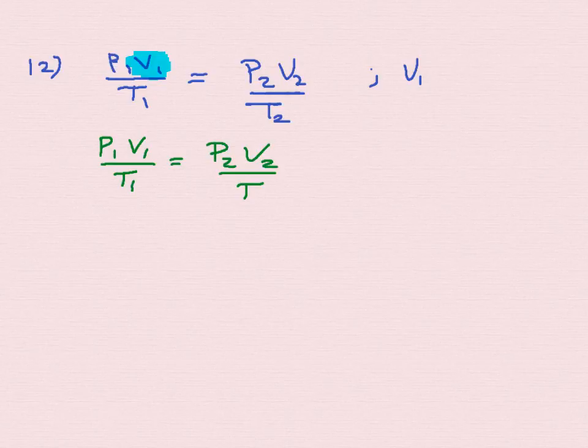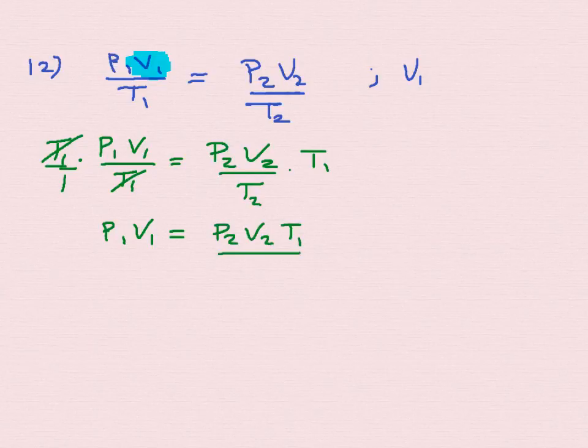So right now, if I was to multiply the left-hand side by T1 on the top, put over 1 if that helps, then the T1 and the T1 could cancel. Multiply the right-hand side by T1. You haven't broken any rules. You're left with P1 times V1 equals, put all this together in one term, P2 V2 T1 over T2. And you were asked to solve for V1.